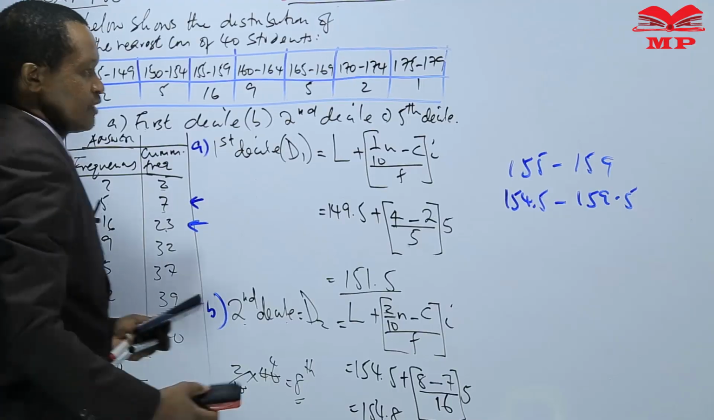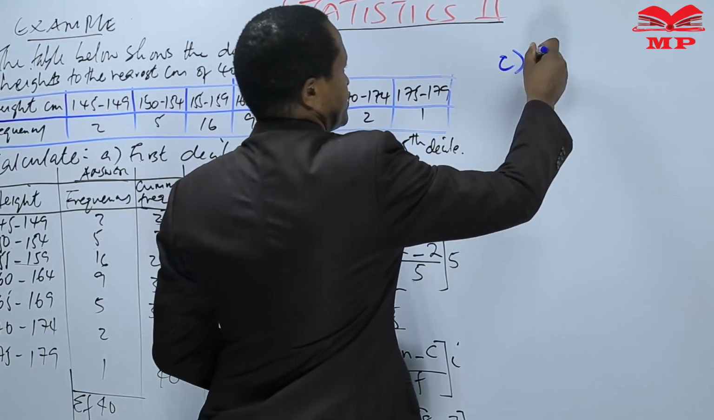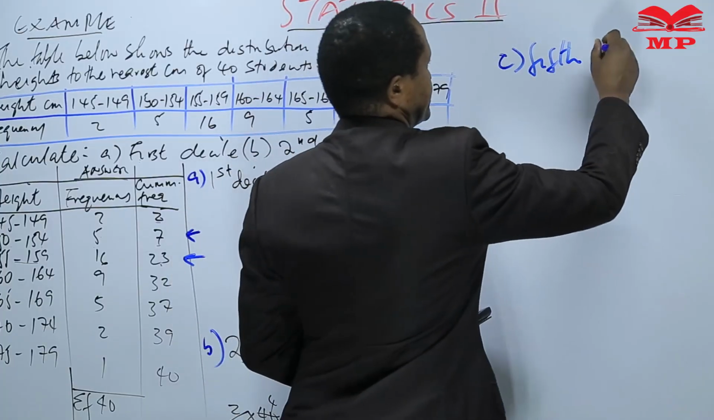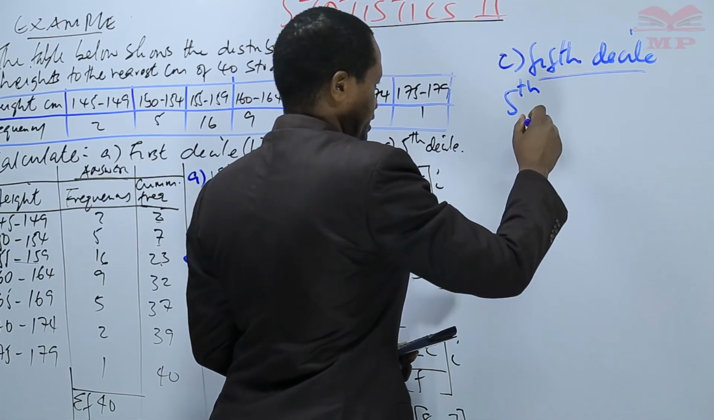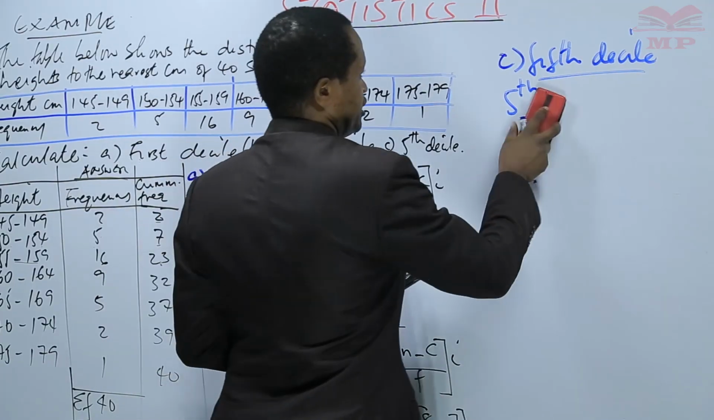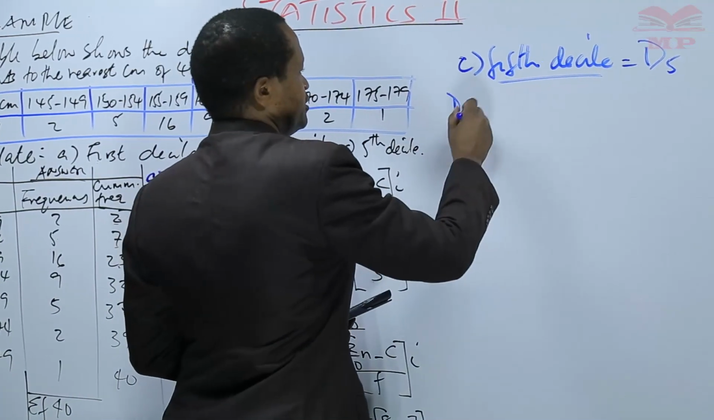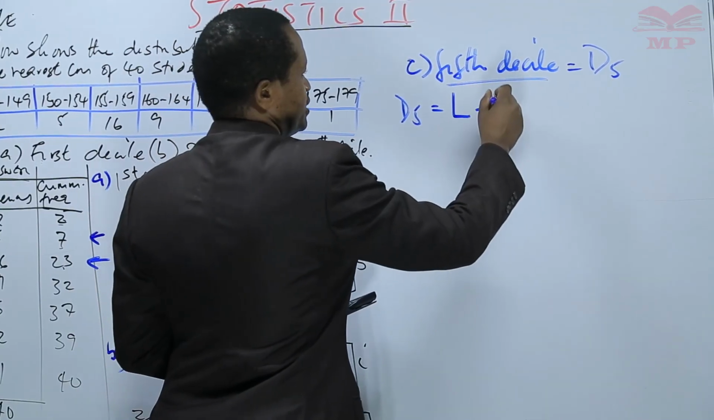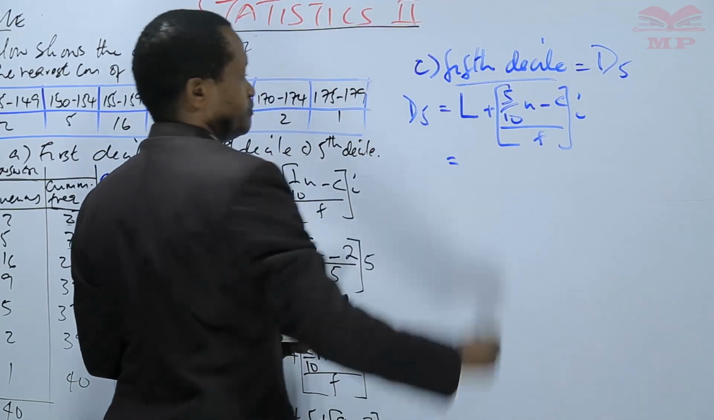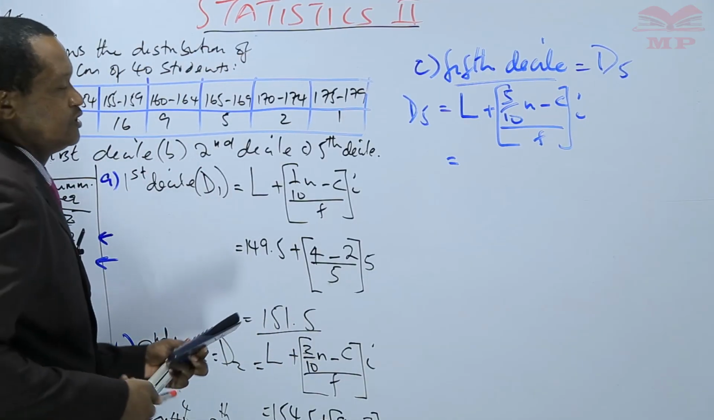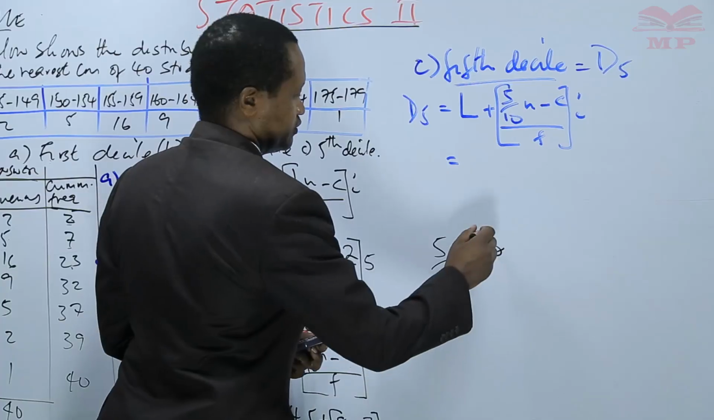Let's work out the fifth decile. The fifth decile, D5, is equal to L plus 5 over 10 N minus C over F times I. So first we will have this value, 5 over 10 times 40, which is 20.